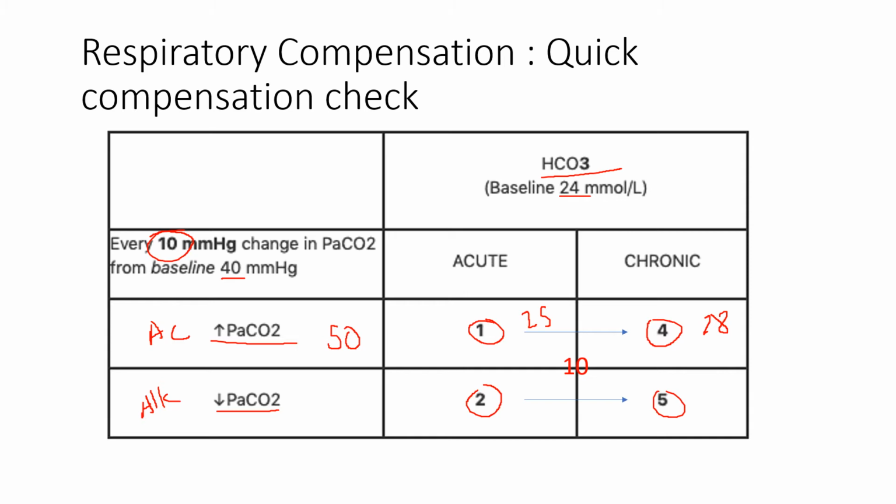1 for every 10, right? So if this went up by 20, if we had 60 here, we would have 26, right? All right, so alkalosis, we have low PaCO2.